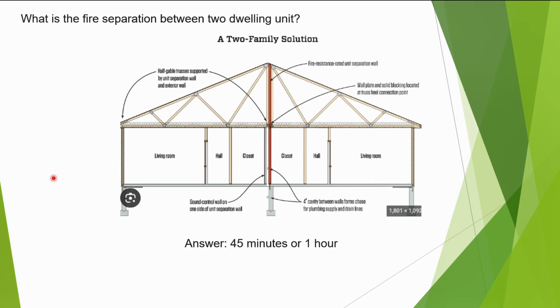Now, again, we're focused on homes. What is the fire separation between 2 dwelling units? As you can see, you have a unit over here, building number 1, and another, building number 2. However, there is a fire separation between them, and you can see this on townhouses or semi-detached homes. The answer to that question is 45 minutes or an hour, depending on the engineer's good practices.